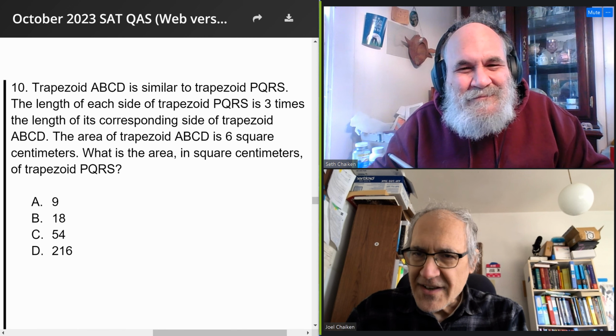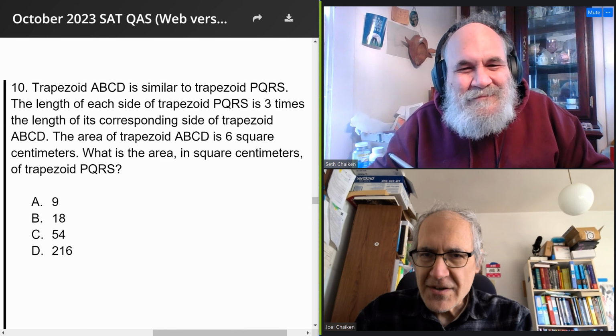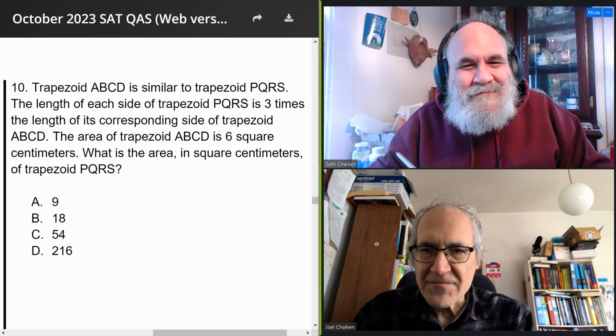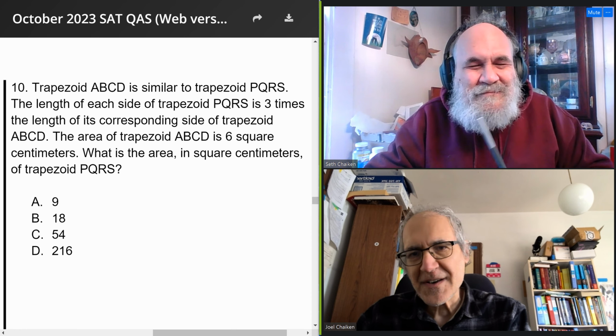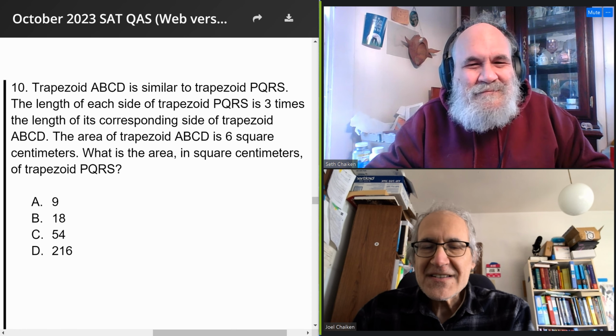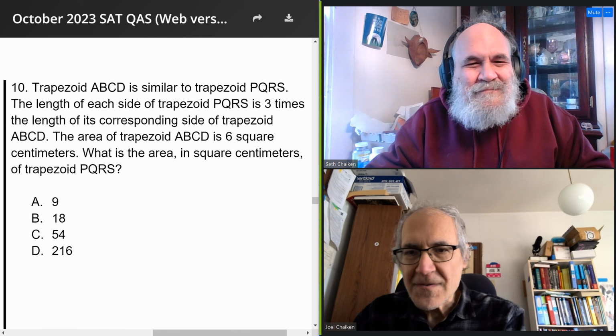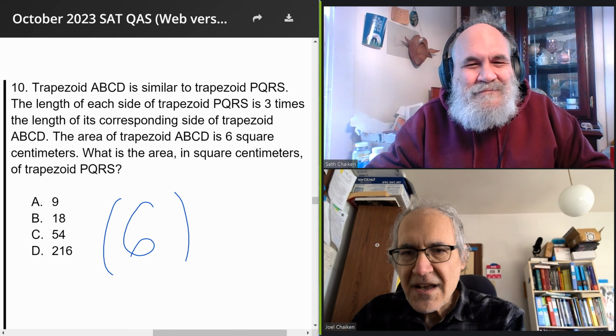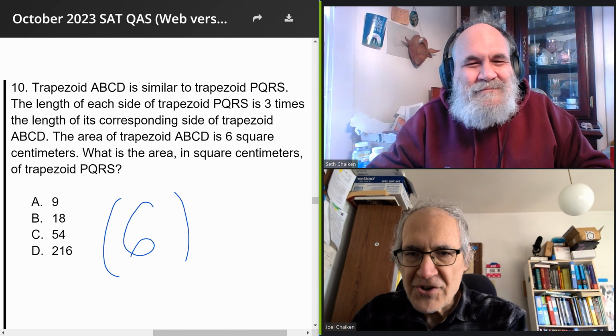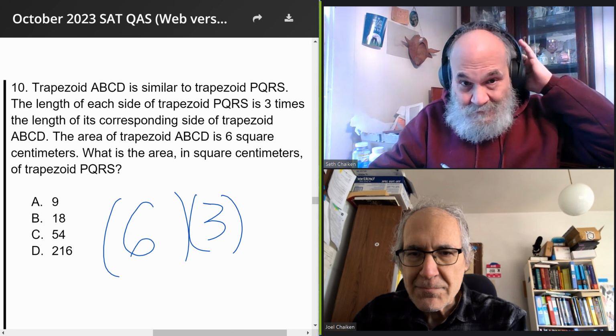Okay, trapezoid ABCD is similar to trapezoid PQRS. The length of each side of PQRS is 3 times the length of the corresponding side of trapezoid ABCD, so it's bigger. The area of ABCD is 6 square centimeters. What is the area of the larger shape?